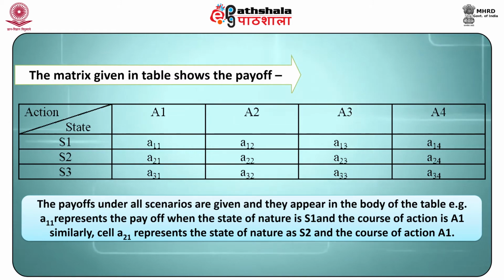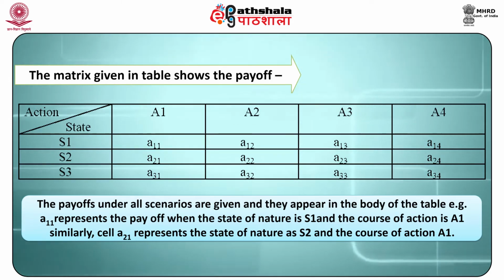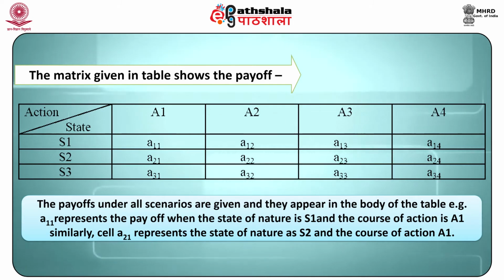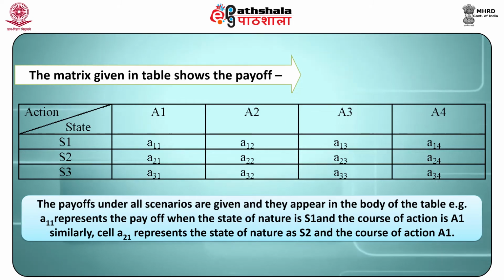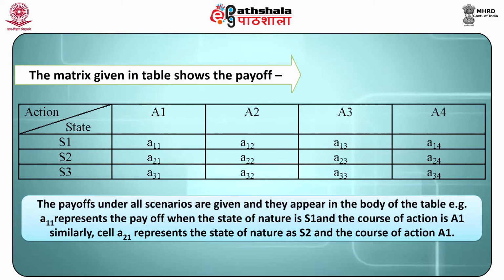However, the payoffs under all scenarios are given and they appear in the body of the table. For example, A11 represents the payoff when the state of nature is S1 and the course of action is A1. Similarly, cell A21 represents the state of nature as S2 and the course of action A1.